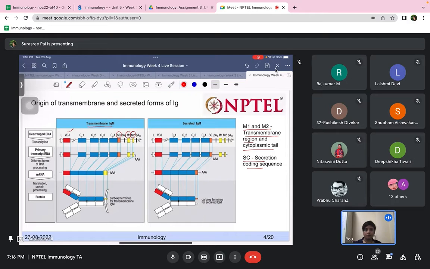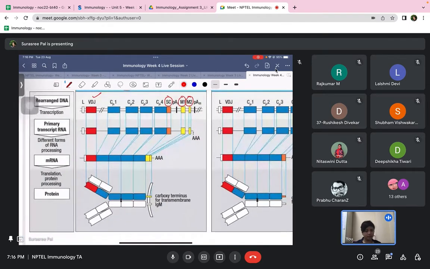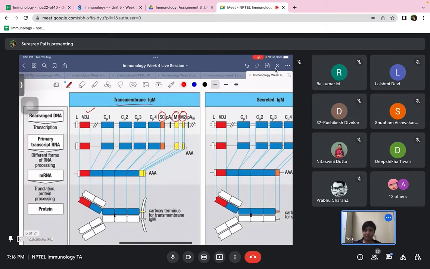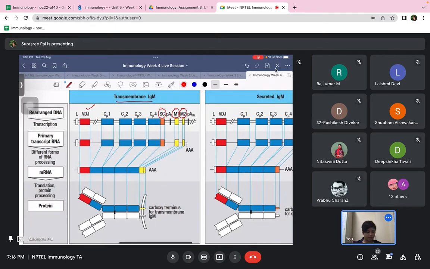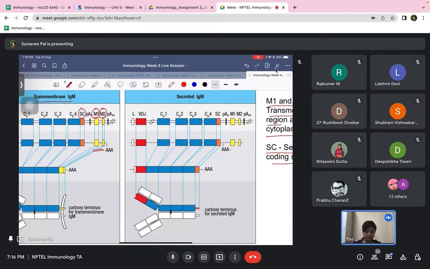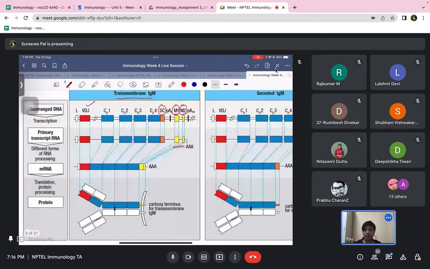Now obviously, if the immunoglobulin has to be bound to the membrane, then what happens? Let's see. If it has to be bound to the cell membrane, then these M1, M2 regions are transcribed. In the case of secreted IgM also, these will be transcribed. But later on, by differential RNA processing, either these M1, M2 regions will be present in the mature mRNA, or they will not be present.